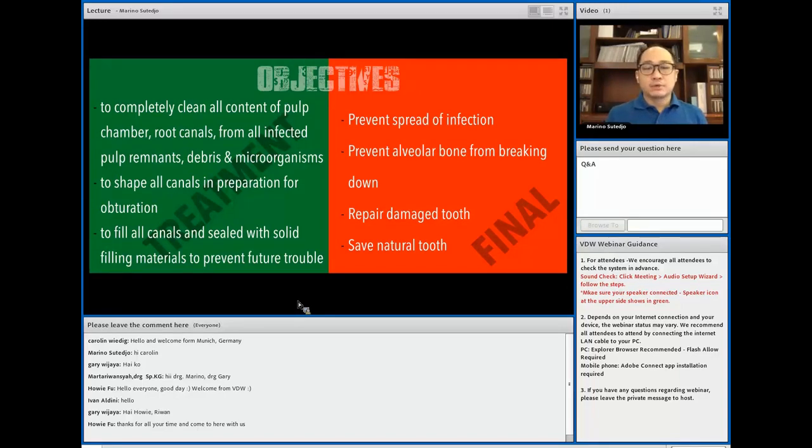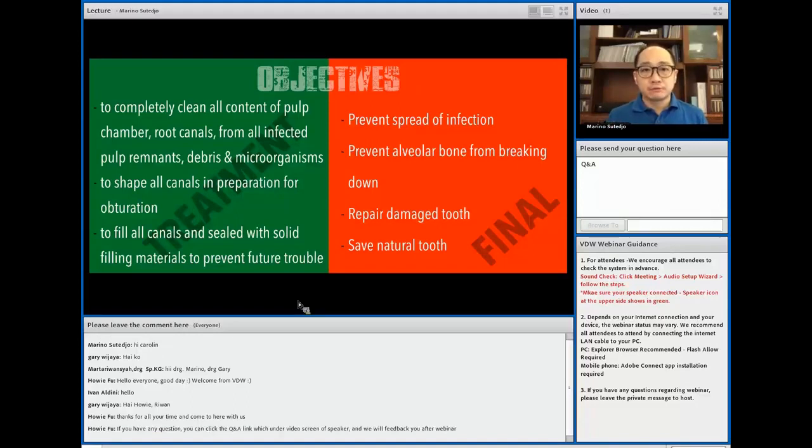But the objective of endodontic treatment is how we can completely clean all the pulp chamber, how we can shape, then how we can disinfect, and how we can fill all the canals nicely. Because if we don't fulfill the objectives of the endodontic treatment, then we will not be able to fulfill the final objective of endodontic treatment. If we think that the objective of endodontic treatment is directly to save the natural tooth, then we might forget how important it is to put our time into cleaning, finding those canals, shaping those canals and filling.